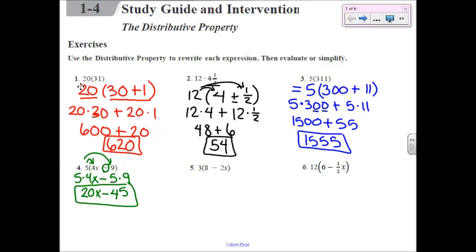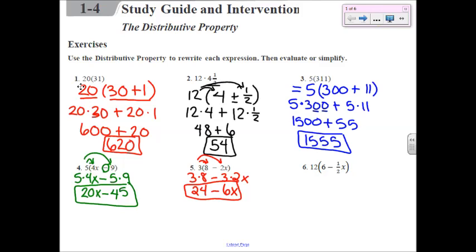Number 3, we're going to do much the same way. Distribute the 3 through. So I'll have 3 times 8 minus 3 times 2x. 3 times 8 is 24. Minus 3 times 2 is 6x. And since 24 has no variable and 6x has x, that's as far as I can go. There's no more like terms.